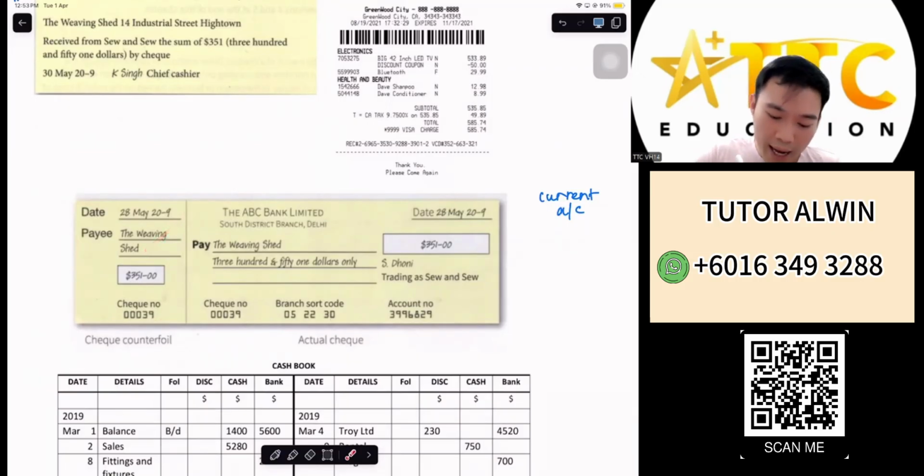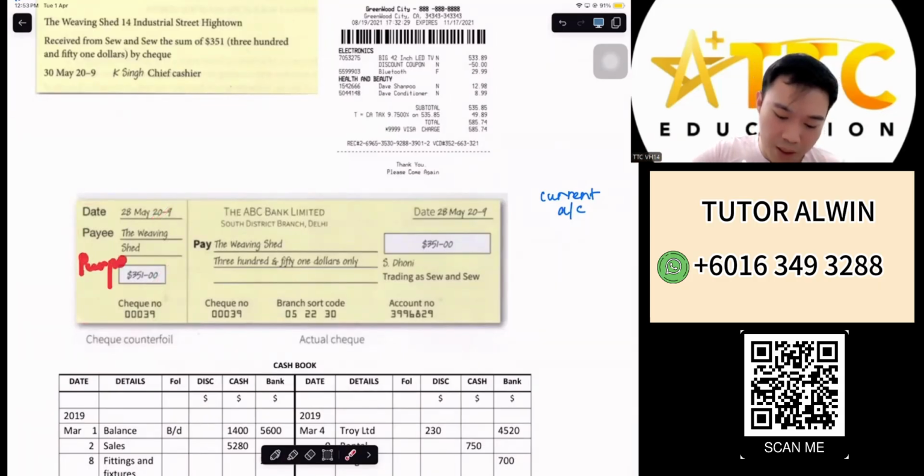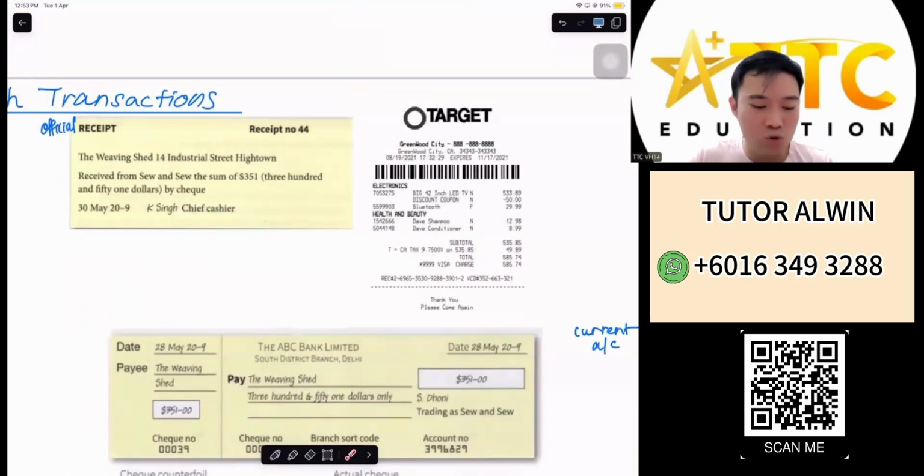So you'll be left with the check counterfoil as a copy, for you to know who you paid, how much you have paid, and the date as well. And the purpose, some of the checks will have this one here, the purpose for what. So the actual check, you tear off, you give it to people. And once you see a check, definitely it is always money going out. Receipt can vary depending on who you receive the receipt from, or who you give the receipt to.